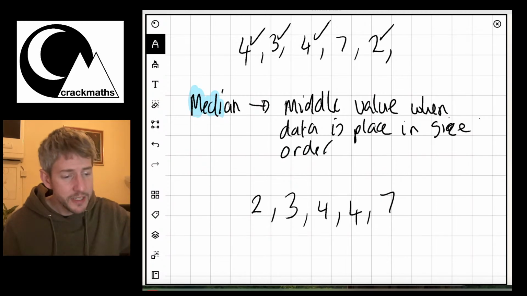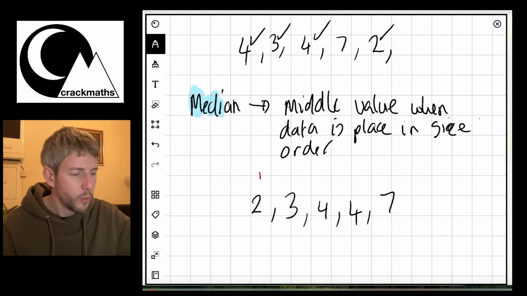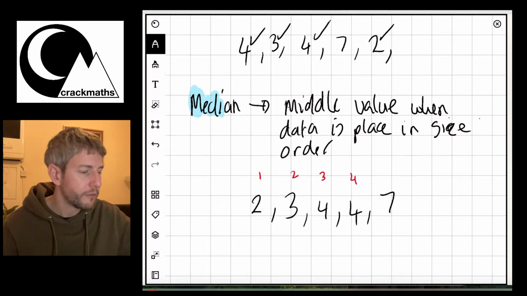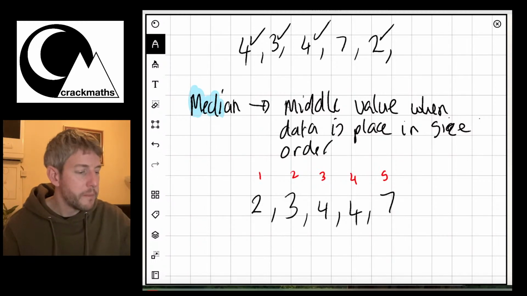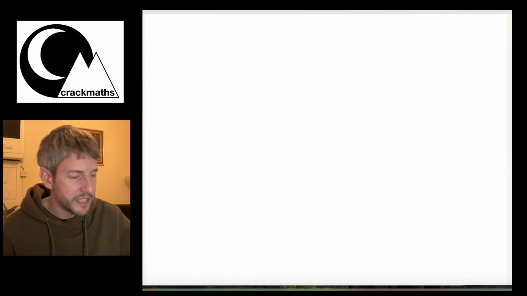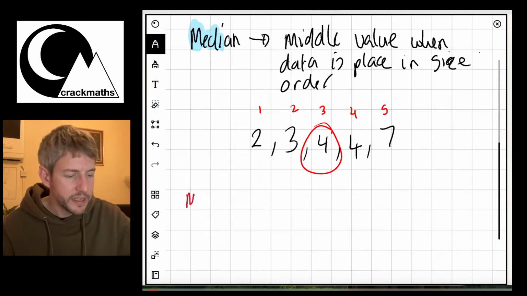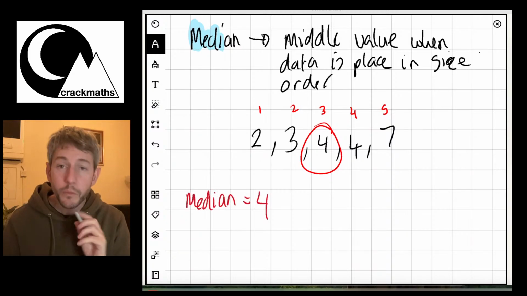Now, let's look at that. 5 pieces of data. Okay, 1, 2, 3, 4, 5. So I can see clearly, because it's quite a small data set, that the middle value is 4. That's the median of this one. So the median equals 4.